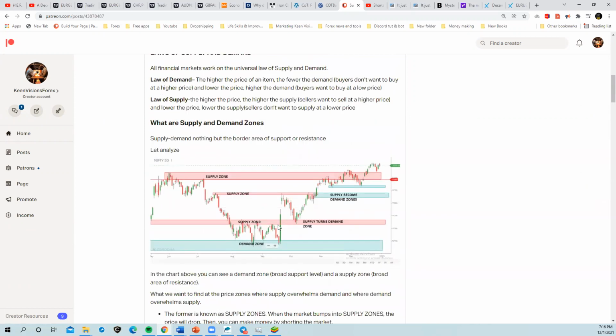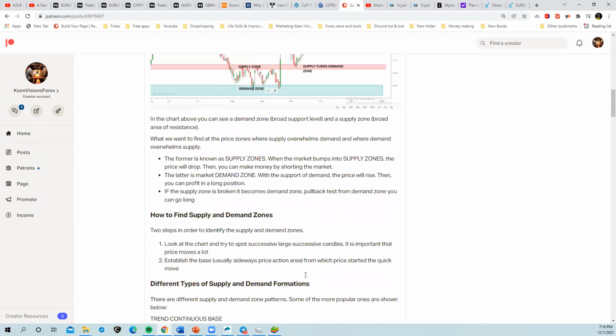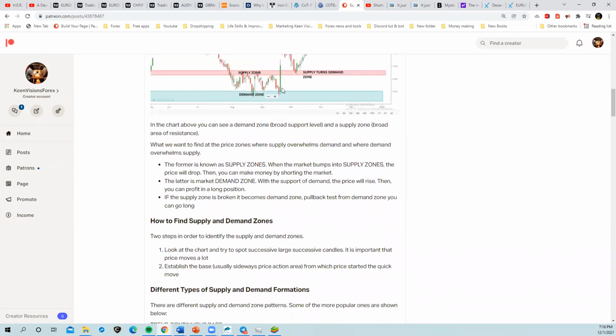So it's a pretty good example here. We see the demand zone, price touching, bouncing, a huge move upward, continuation moving up. So we can identify that as a zone. Or excuse me, we can identify this bottom where the move originated as a demand zone.